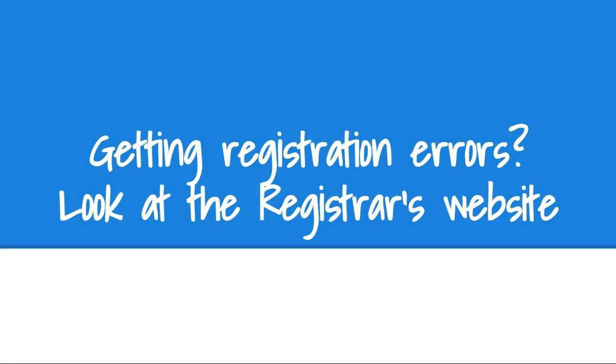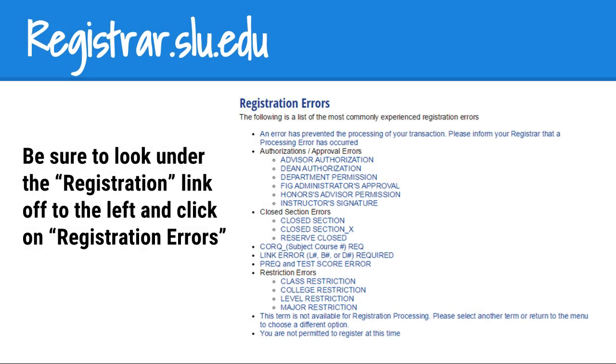Okay, so we've entered all of our CRNs and we ran into some problems. Let's go ahead and look at the registrar's website for help. To find out more about registration errors, be sure to check out registrar.slu.edu, as there is a list of different registration errors that you can take a look at. To learn more about closed courses and waitlists, be sure to also reference your SLU 101 registration guide for more information.